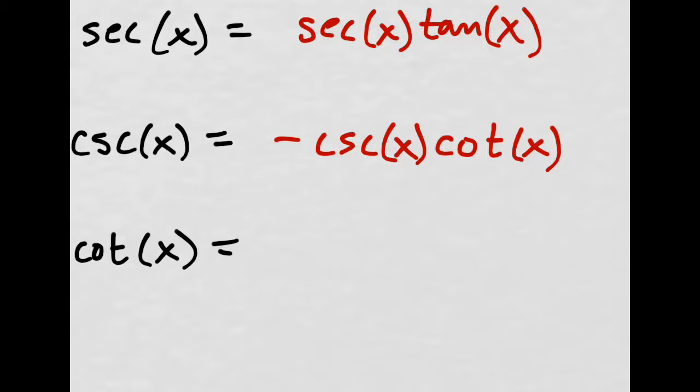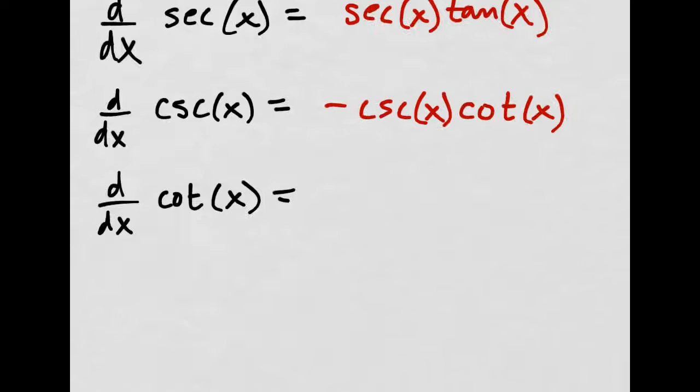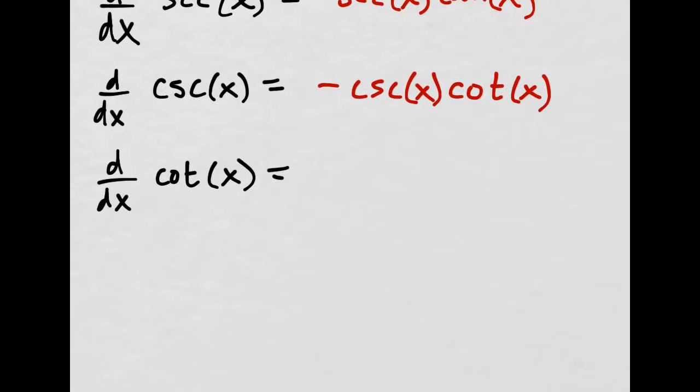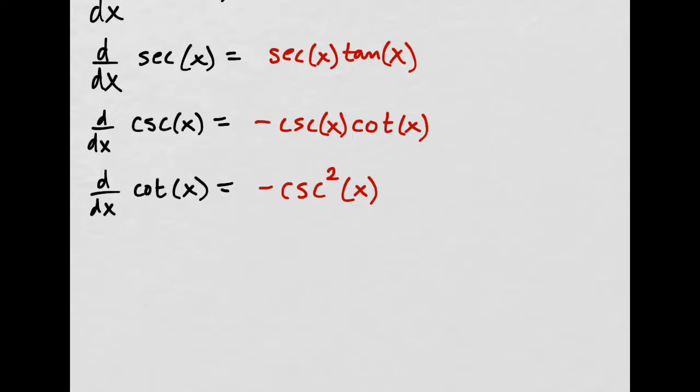Actually, I paused it. I don't remember what I just said. Negative cosecant cotangent. And then the derivative of cotangent is negative cosecant squared.